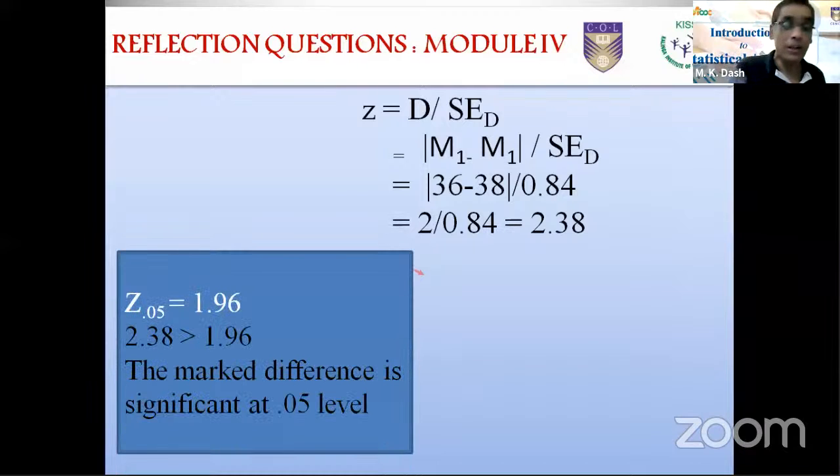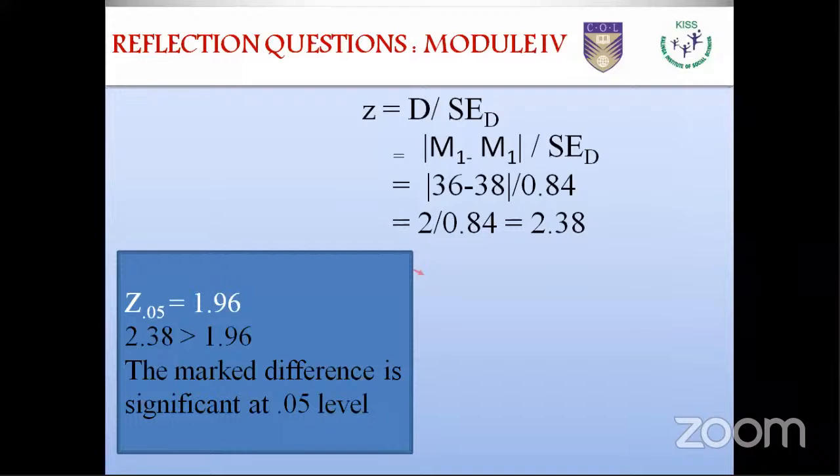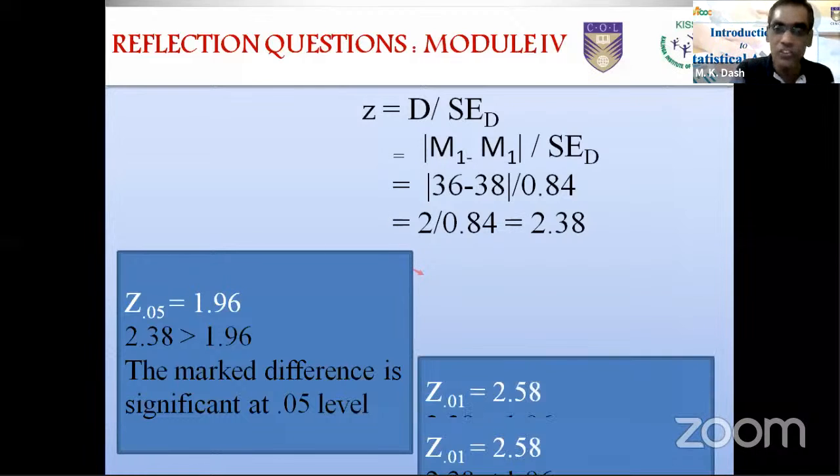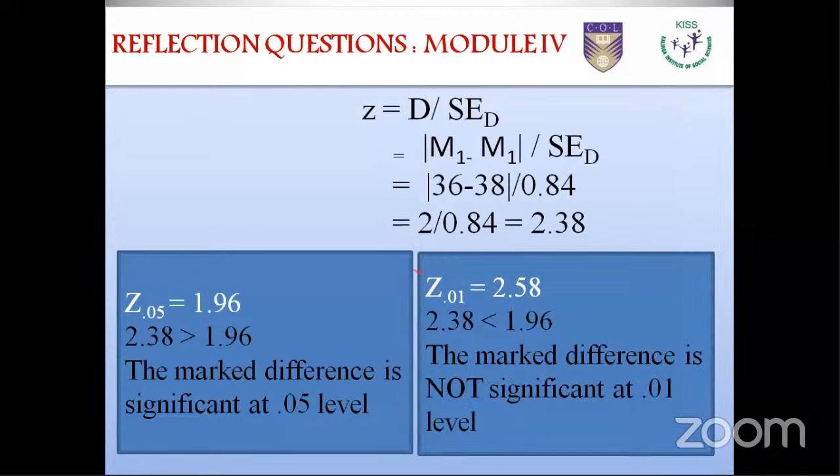See, at 0.05 level, the critical value is 1.96. Is it fine? So 2.38, our calculated value, is greater than the critical value. Can you tell me whether the mean difference is significant or not? Yes, a significant difference is there, sir. The mean difference is significant at 0.05 level. Let us see 0.01 level. What is the critical value at 0.01? It is 2.58.